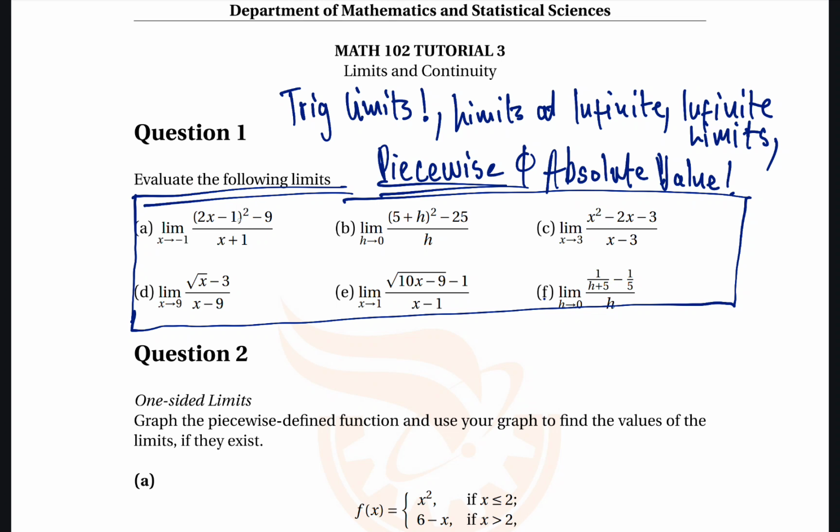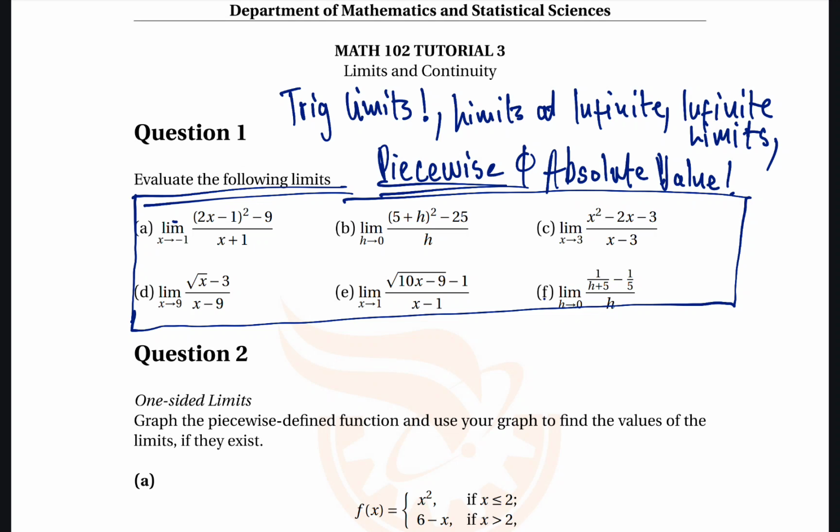I can expand this bracket, which is squared. So this is the one where we say you expand. But after expanding, you can then factorize it, and then you probably will get an x plus 1 somewhere. Okay? And it will cancel with this x plus 1, and then that is what will happen. So you first expand it, then you factorize it.